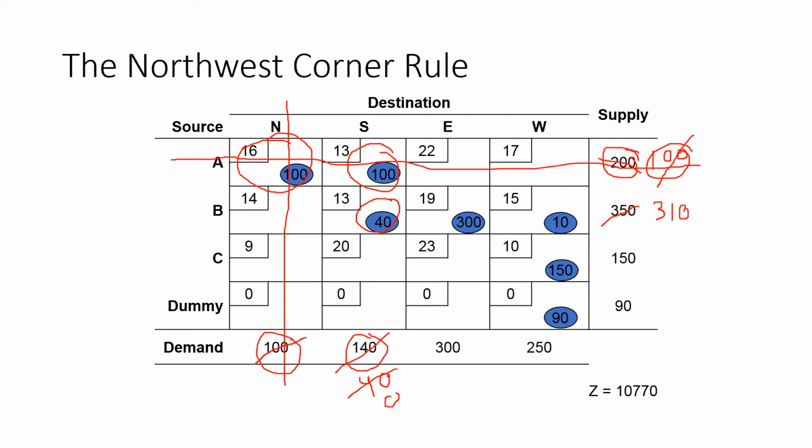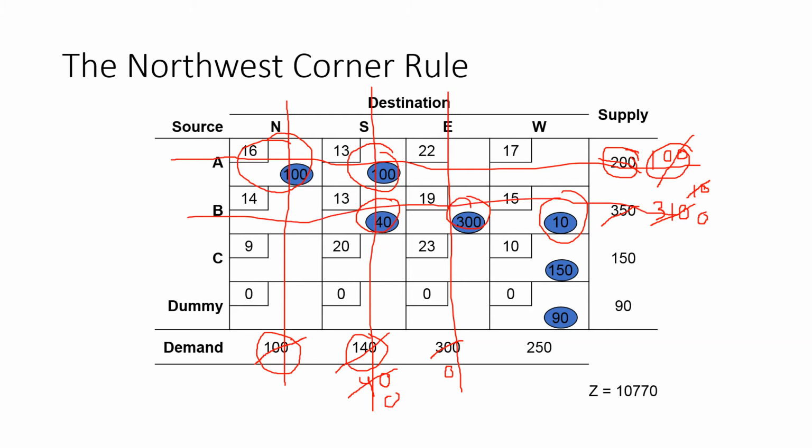I remove the column temporarily, strike it out, and then there's a new northwest corner, which is here. Allocate as much as possible between 300 and 310. This is the minimum, so this becomes 0 and this becomes 10. I remove this column temporarily, and this is the new northwest corner now. Allocate as much as possible, 10, so this becomes 0. This will go away.